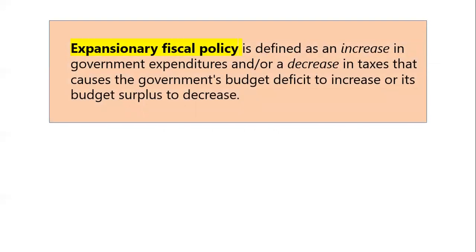Expansionary fiscal policy is defined as an increase in government expenditures and or a decrease in taxes that causes the government's budget deficit to increase or its budget surplus to decrease. So expansionary fiscal policy is creative management of the finances to increase government spending. Now, governments are spending more, and they do this by decreasing taxes. So by decreasing taxes, it could lead to, for example, increasing levels of consumption. And that has positive multiplier effects on the economy.